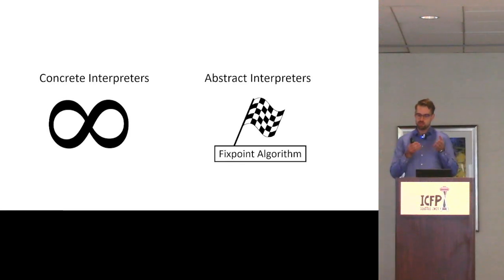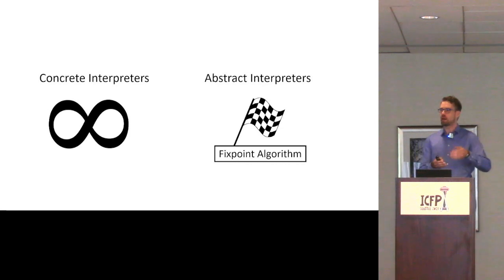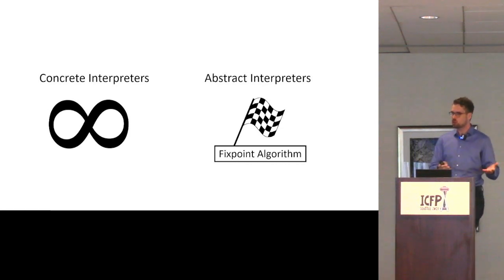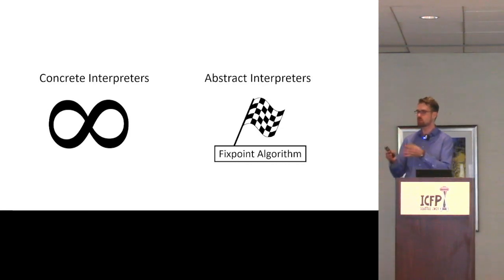So let's dive deeper into the reasons why big step abstract interpreters diverge to inform us how we have to design a fixed point algorithm which enforces termination.